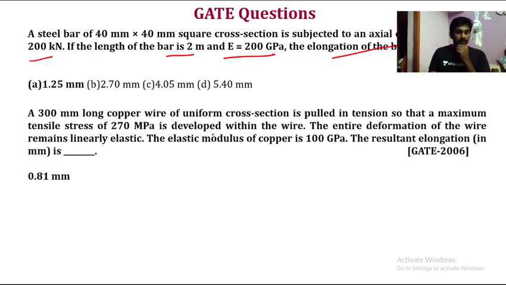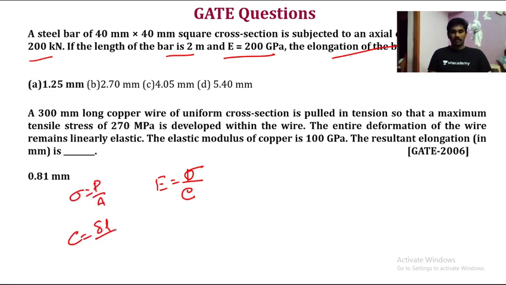It can be written as Young's modulus is equal to stress by strain. Stress is equal to load by area. Strain is equal to change in length by original length. So that is equal to load by area, change in length, original length. Just rearrange it. Change in length is equal to PL by AE.